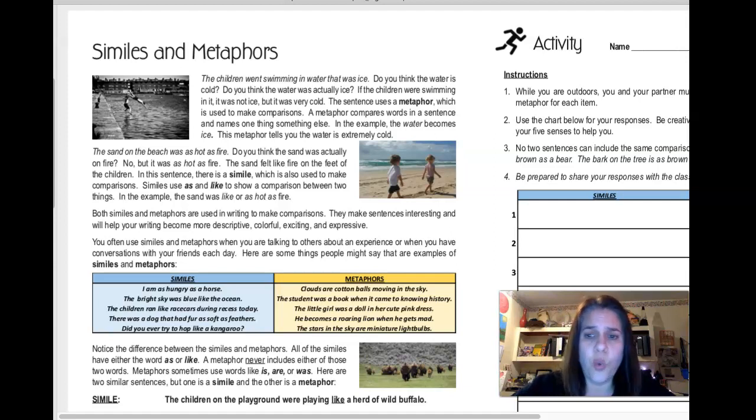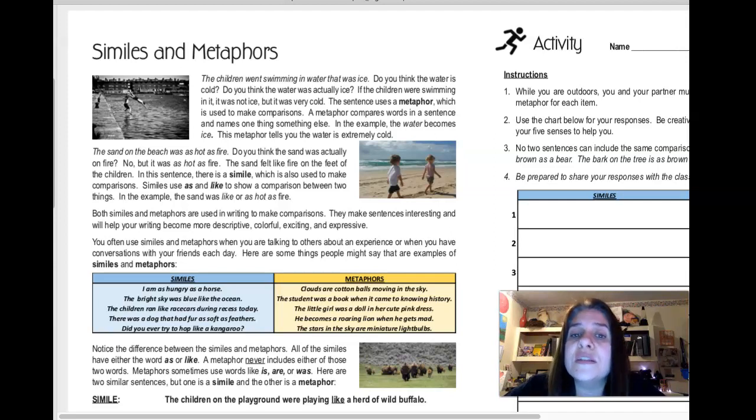So, what in the world is the difference between a simile and a metaphor? Let's read to find out. The children went swimming in water that was ice. Do you think the water is cold? Do you think the water was actually ice? If the children were swimming in it, it was not ice, but it was very cold.